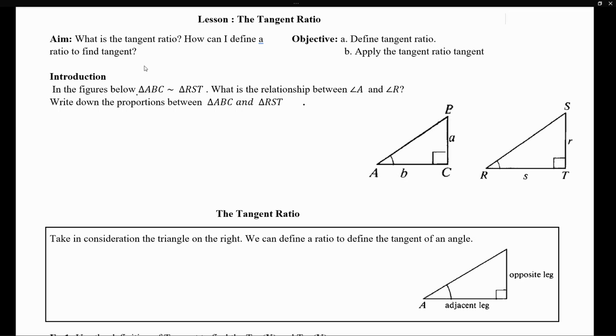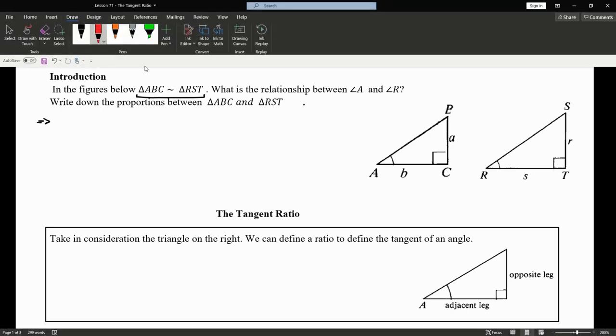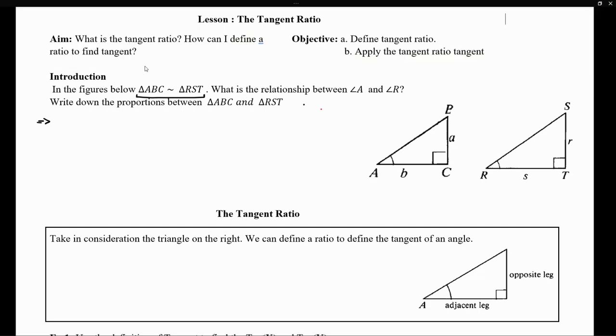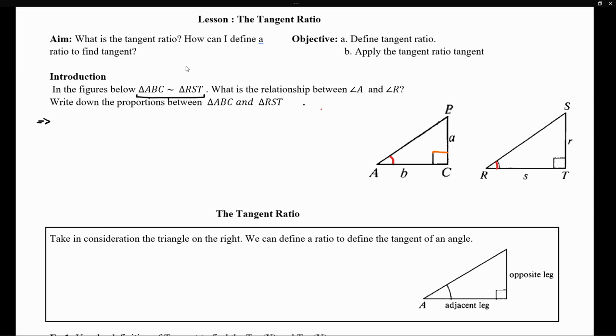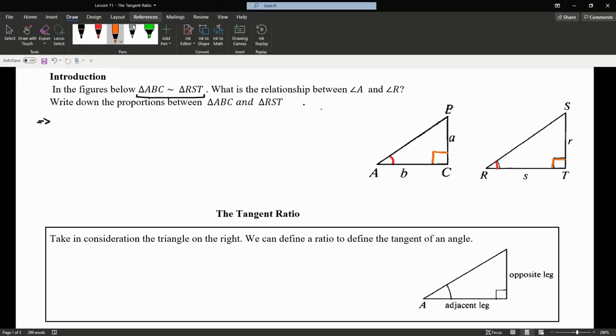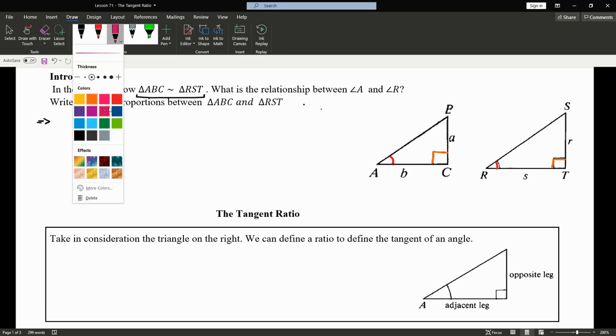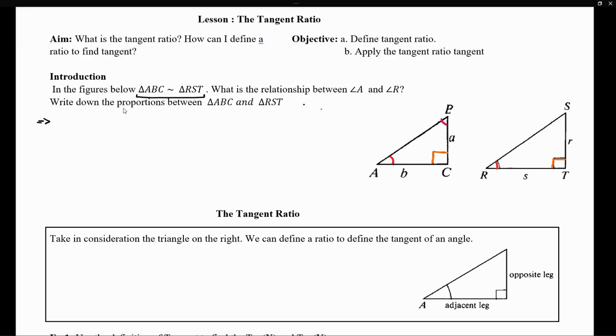The only thing that we know so far is that we have two similar triangles. And recall that when we have similar triangles, corresponding angles will always be congruent. So angle A corresponds to R, therefore they must be congruent. Angle C definitely corresponds to T. They're both 90 degrees. And also, we can see that angle B is congruent to angle S. It should be a B here.